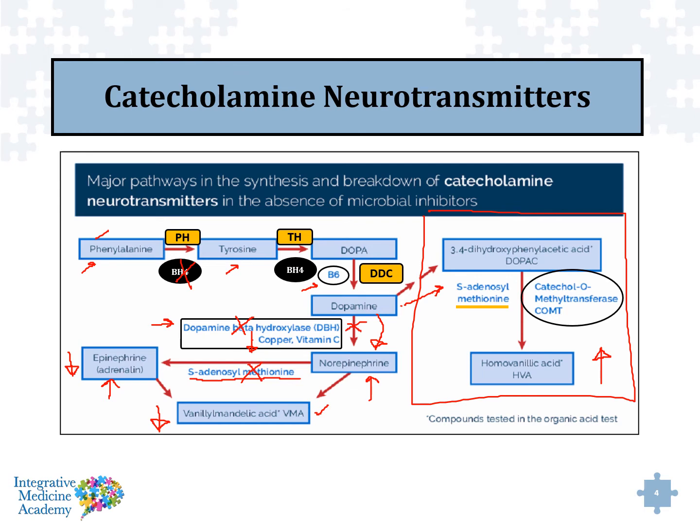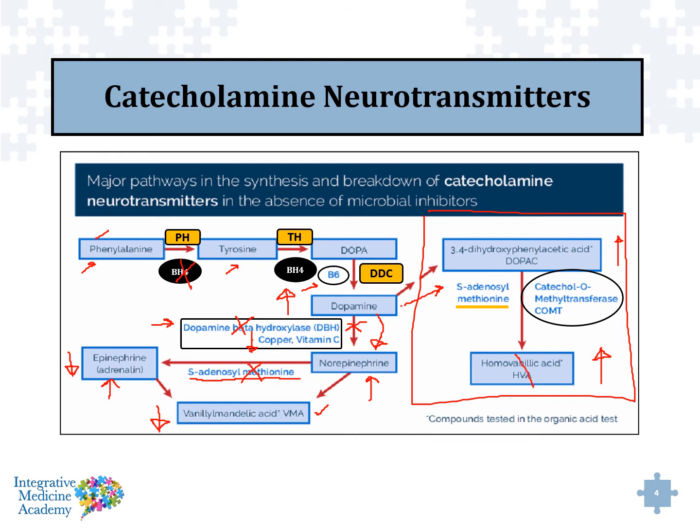So an increased HVA is basically an indicator of increased dopamine. DOPAC and HVA show up on the organic acid test, and they can be elevated for many reasons as well. So simply, if we have an increase of dopamine, that causes our DOPAC to go high, it causes our homovanillic acid to go high.